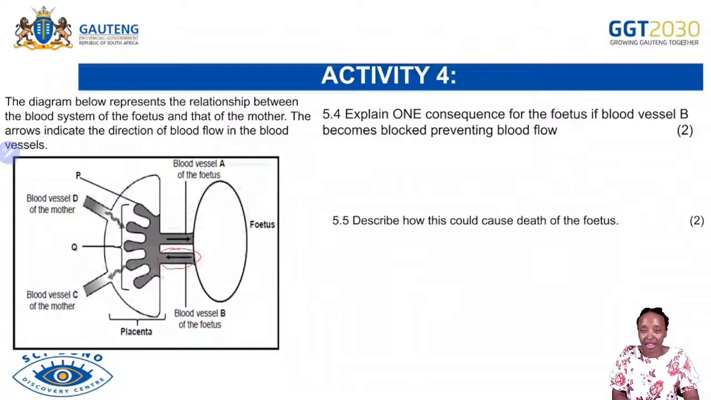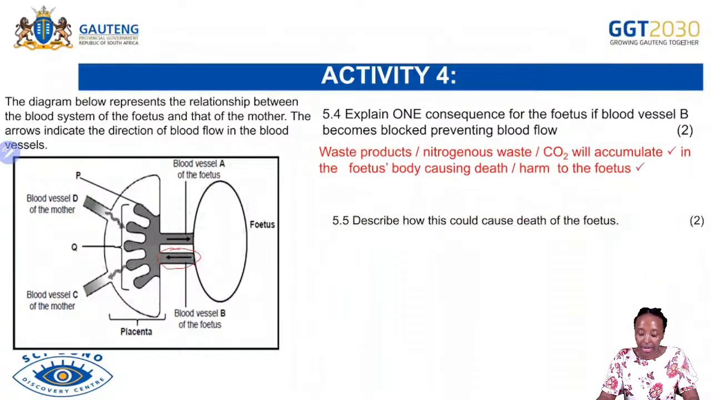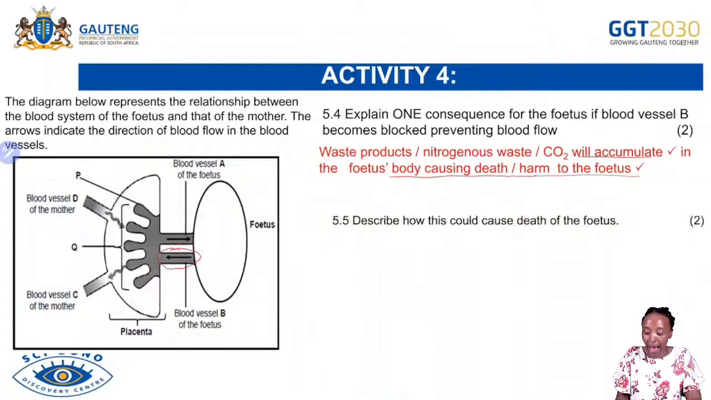And what will be the effect of that? Effect is that it might lead to death, it might lead to slow development or abnormal development of what? Of the fetus. So let's look at the answer. Yes, waste products, nitrogenous waste, will accumulate in the fetus's body, causing death or harm to what? To the fetus. So we are looking at the cause and we are looking at the effect.